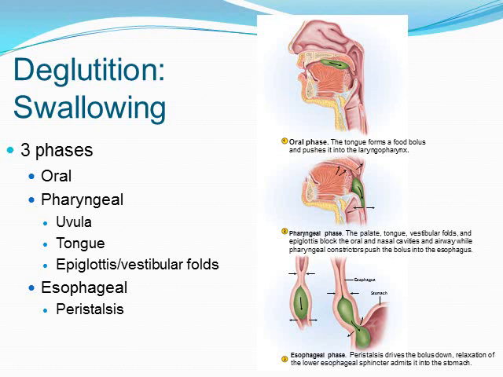And once the bolus of food enters the esophagus, then we start peristalsis, and that is going to move the food down into the stomach. Part of this process is relaxing the upper esophageal sphincter so that food can enter through the pharyngeal phase, and then relaxing the lower esophageal sphincter so that food can enter into the stomach.